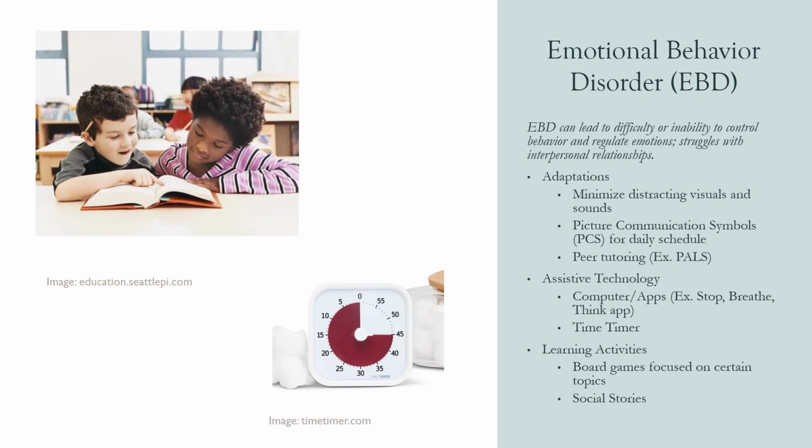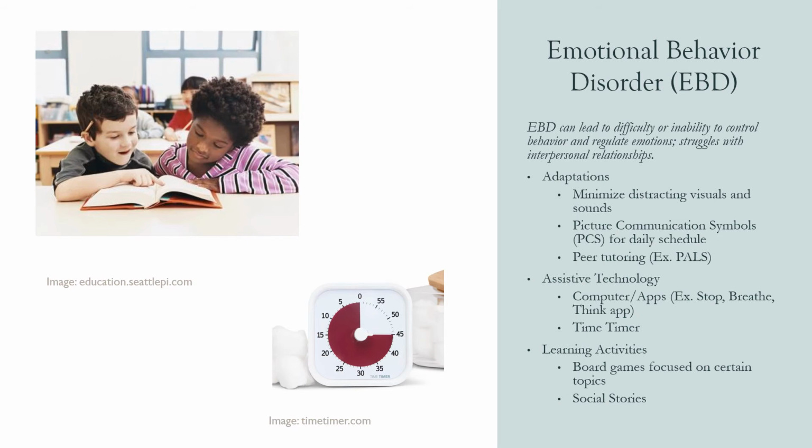Assistive technologies that can aid children with EBD are computer programs and apps. For example, the app Stop, Breathe, Think teaches children about mindfulness and meditation that helps children check in with their emotions. The Time Timer is a device that displays time passage using a disappearing red-colored disc. This is helpful for visual thinkers and for children struggling with executive functioning. For learning activities, there are board games available that focus on certain topics like social skills, handling anger, or good sportsmanship. Social stories are useful for teaching about social narratives, addressing challenging behavior, following directions, and handling feelings of worry or anger.